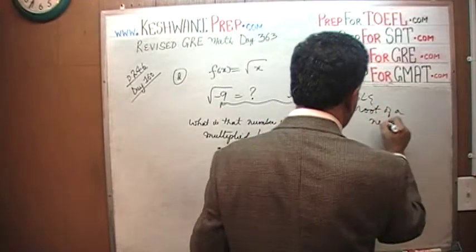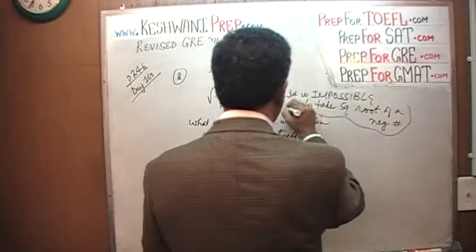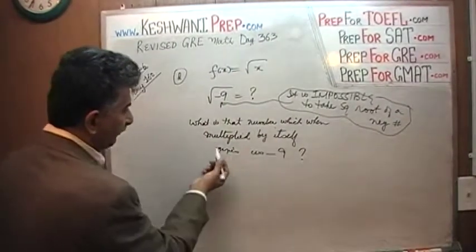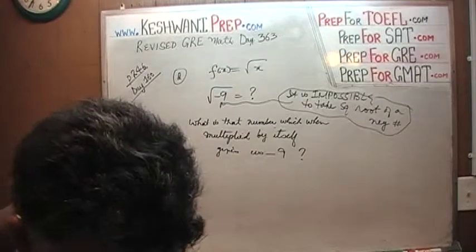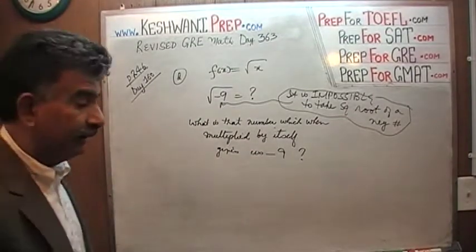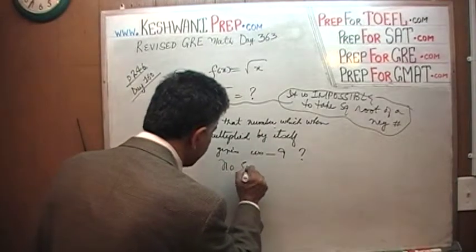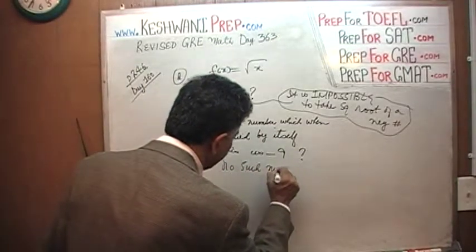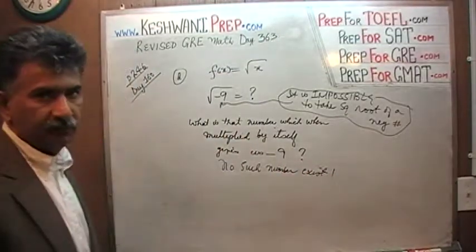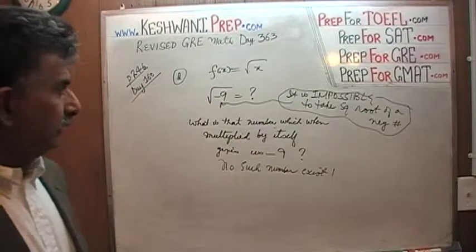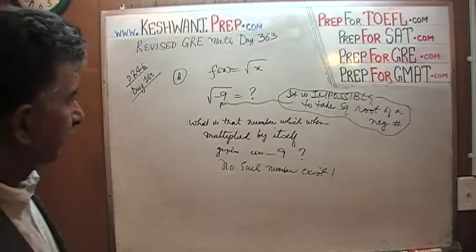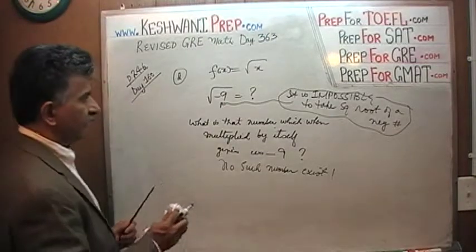We can't take a square root of a negative number. It doesn't exist. The question was, what is that number which when multiplied by itself gives us negative 9? The answer is no such number, no such quantity exists. Do you understand? So we cannot have a negative quantity under the square root sign. No such number exists. Let's make a note of it.